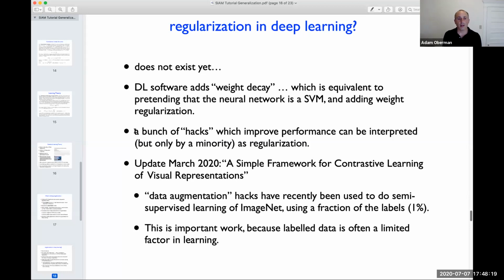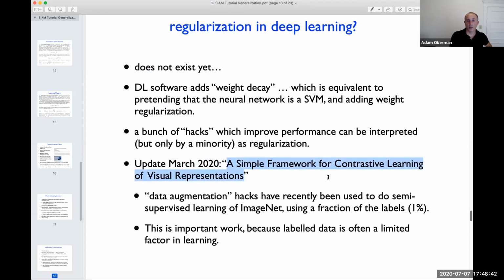On the other hand, there's a bunch of things that to me look like regularization, which are regarded as hacks, at least they used to be, called data augmentation. I'll explain that in a second. But the cool thing is, from a paper that came out in March 2020, and now there have been a lot of papers, people are using data augmentation to do semi-supervised learning.